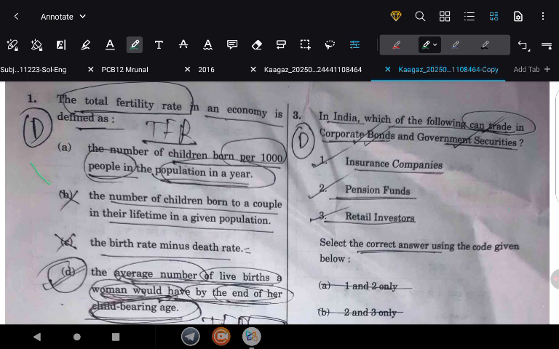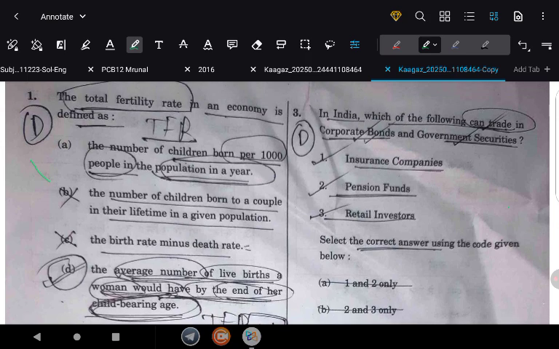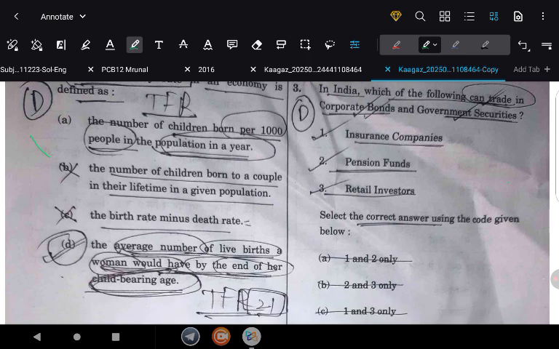The first question says, the total fertility rate in an economy is defined as. The first option is the number of children born per 1000 people in a population in a year. That is more or less the definition of crude birth rate, if I am not wrong. So that is not the answer.